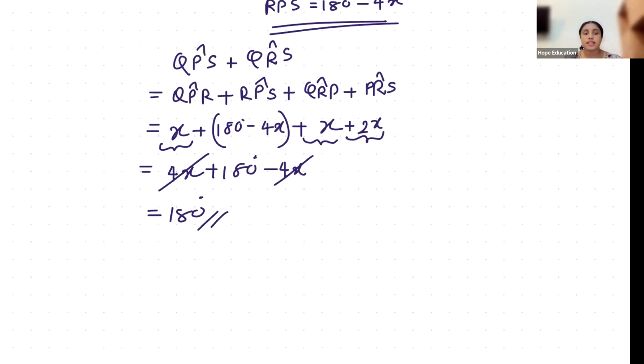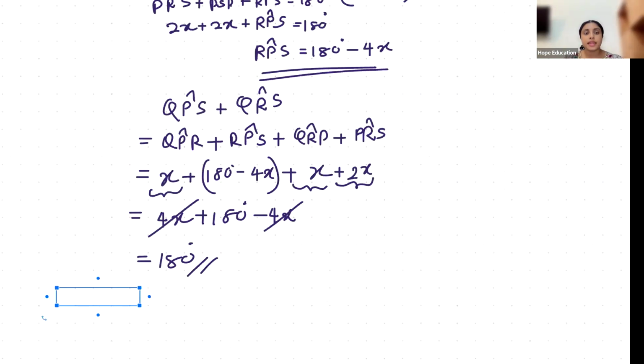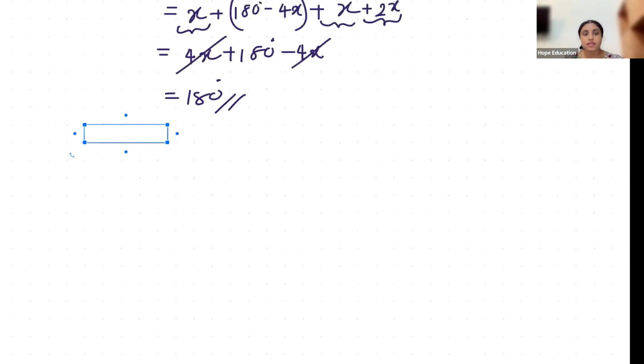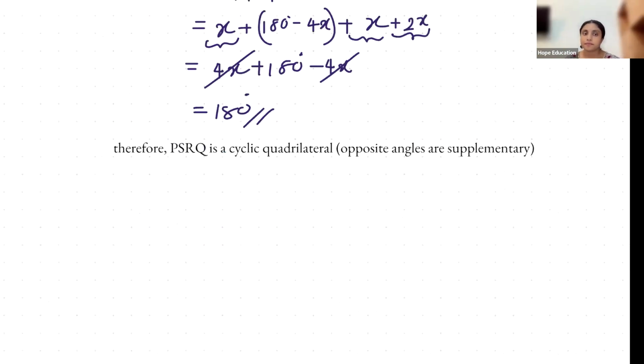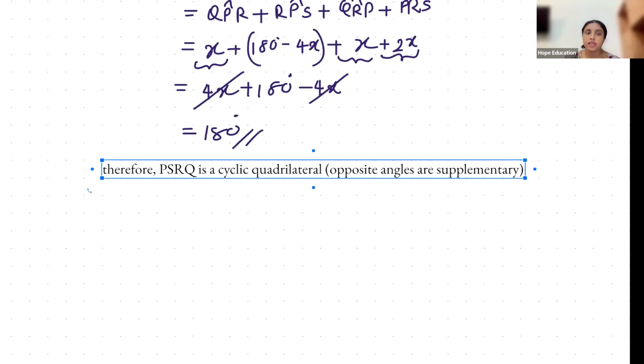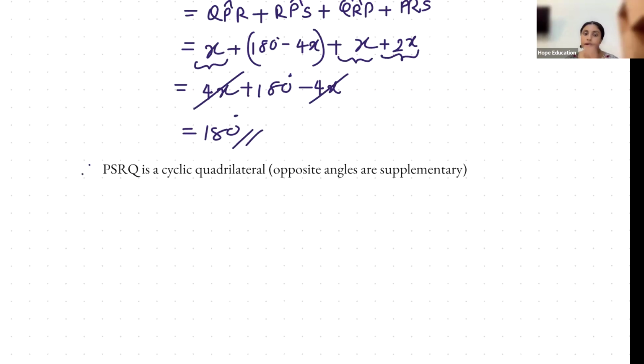Therefore, we can say that PSRQ is a cyclic quadrilateral. Opposite angles are supplementary is the reason. Is that clear? Give me a thumbs up, please. Others?